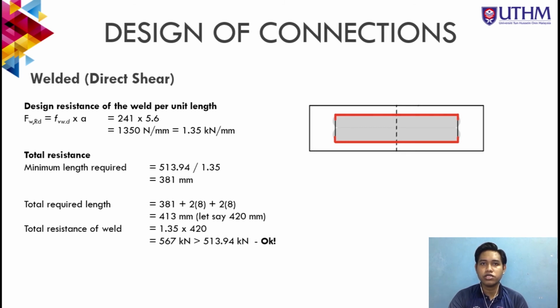Lastly, the total resistance of the weld is equal to design resistance of the weld per unit length times the total required length. So we got the total resistance of the weld equal to 587 kN. That is bigger than the internal force, that is 513.94 kN, so it's okay to use this type of connection.